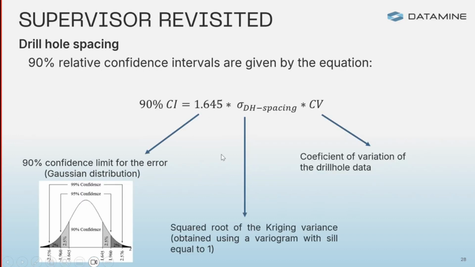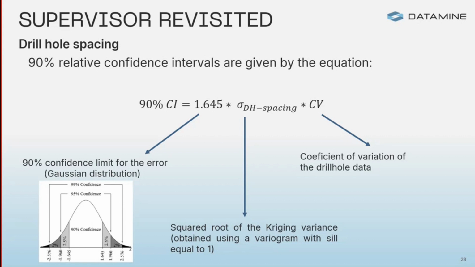Basically, you can see that the criteria to assign the confidence interval needs a number, and this number is the 90% confidence limit based on the Gaussian distribution. This one here is the square root of the kriging variance, using a variogram of CIL with CIL equal to 1. And this one here is the coefficient of variation of the data.